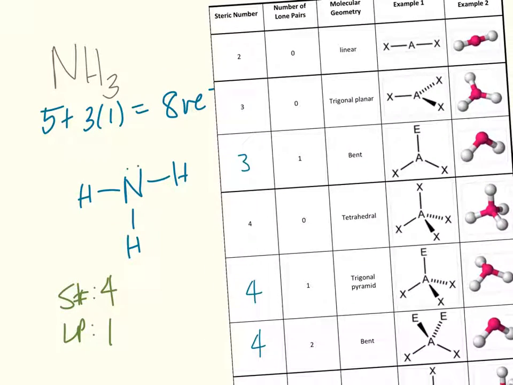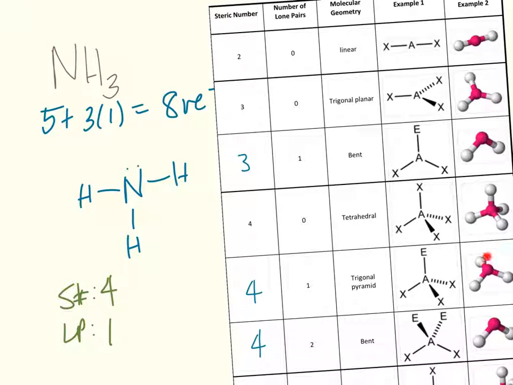over here, I have a steric number of 4 with 0 lone pairs. And so for a steric number of 4 with 1 lone pair, the shape is going to be trigonal pyramid. And so in this one, we've got these 3 that go out like this, but then this lone pair forces these bonds down into a pyramid shape. And so it ends up looking like that.